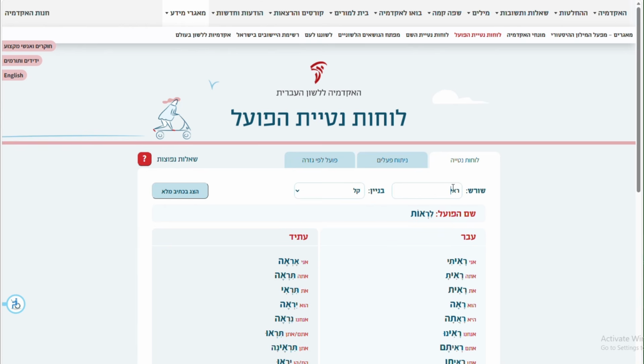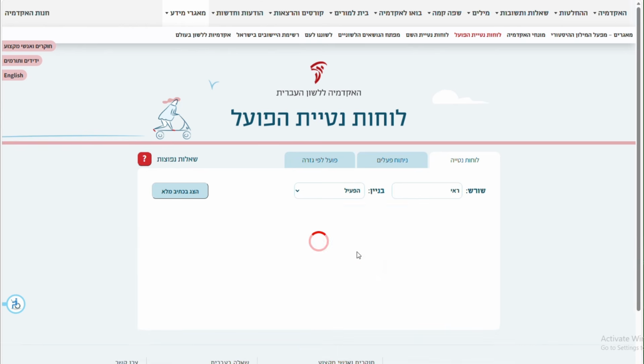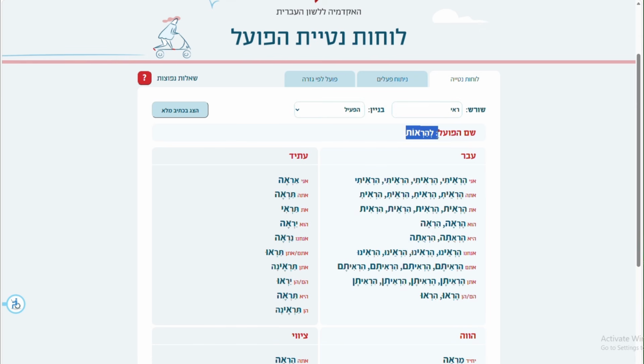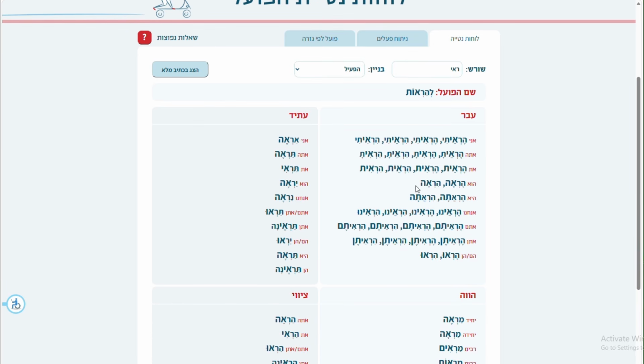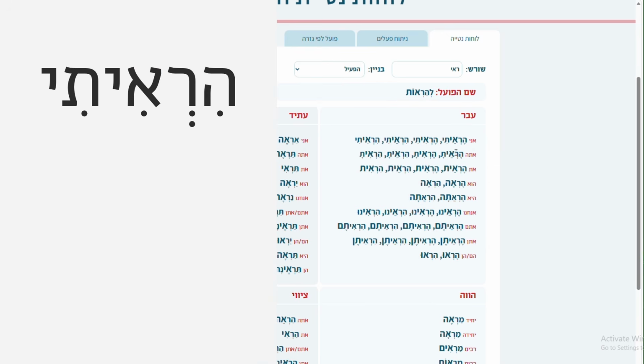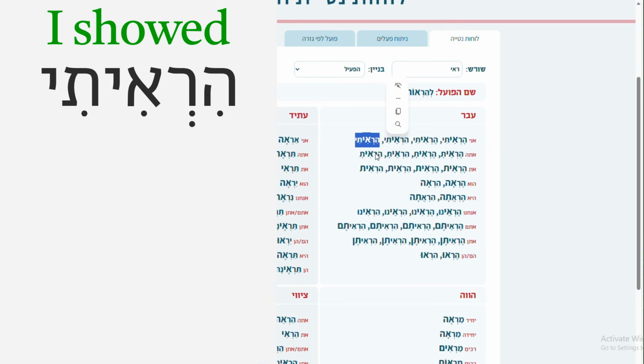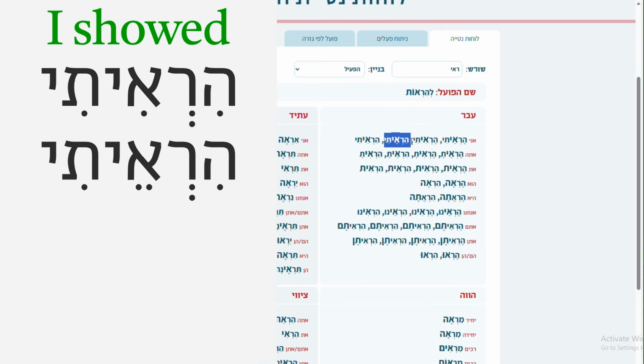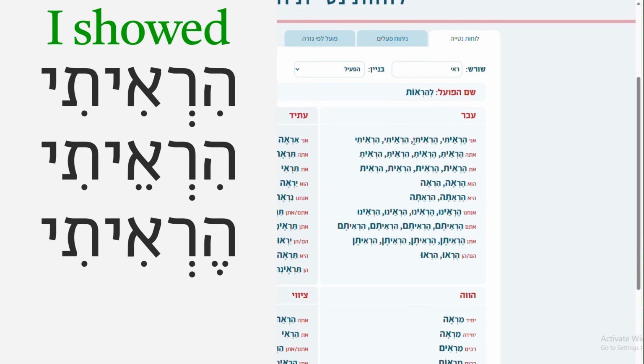If we put the root resh aleph hey or resh aleph yod in the hifil, we see the forms of the verb lehar'ot, to show. And we see that the past tense of this verb has 2 or even 4 different possible versions for every form. I taught you the form hir'iti, I showed, but we can also say hir'eti with a tsere instead of a hirik, or her'iti with a segol on the he prefix instead of a hirik.